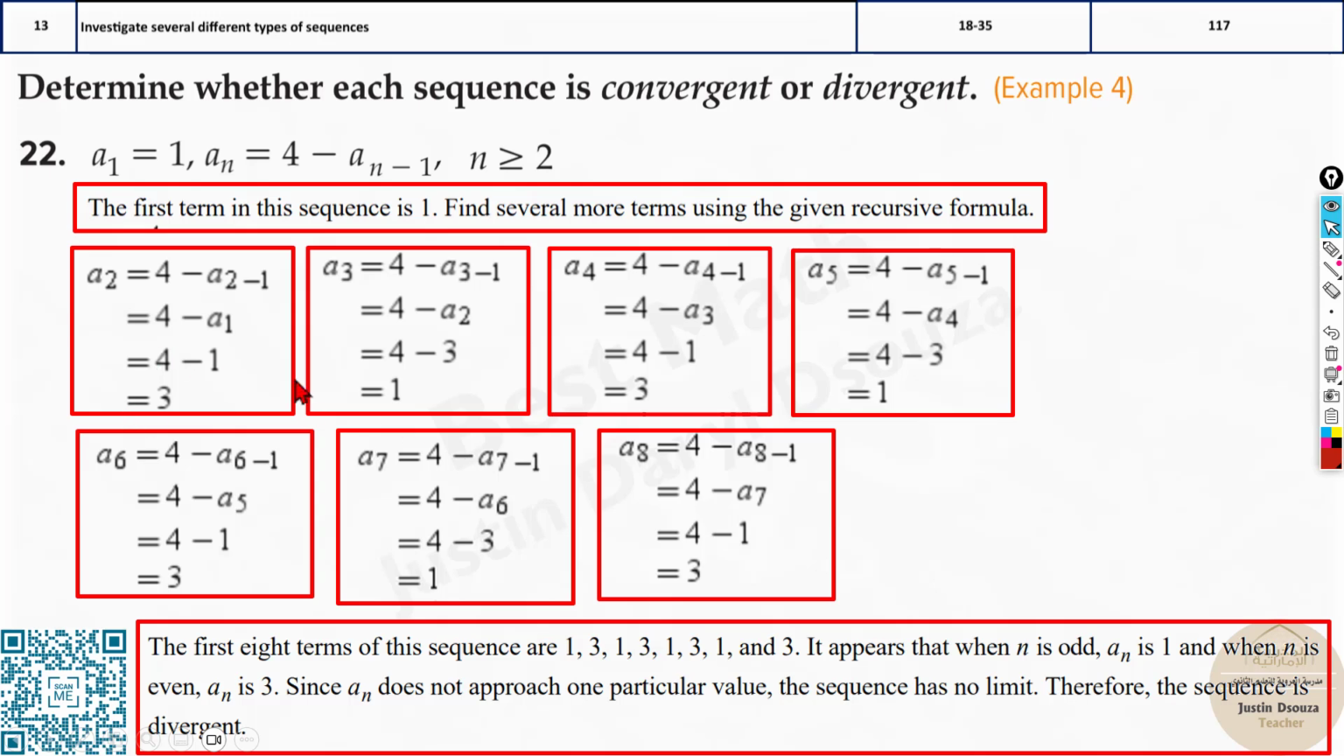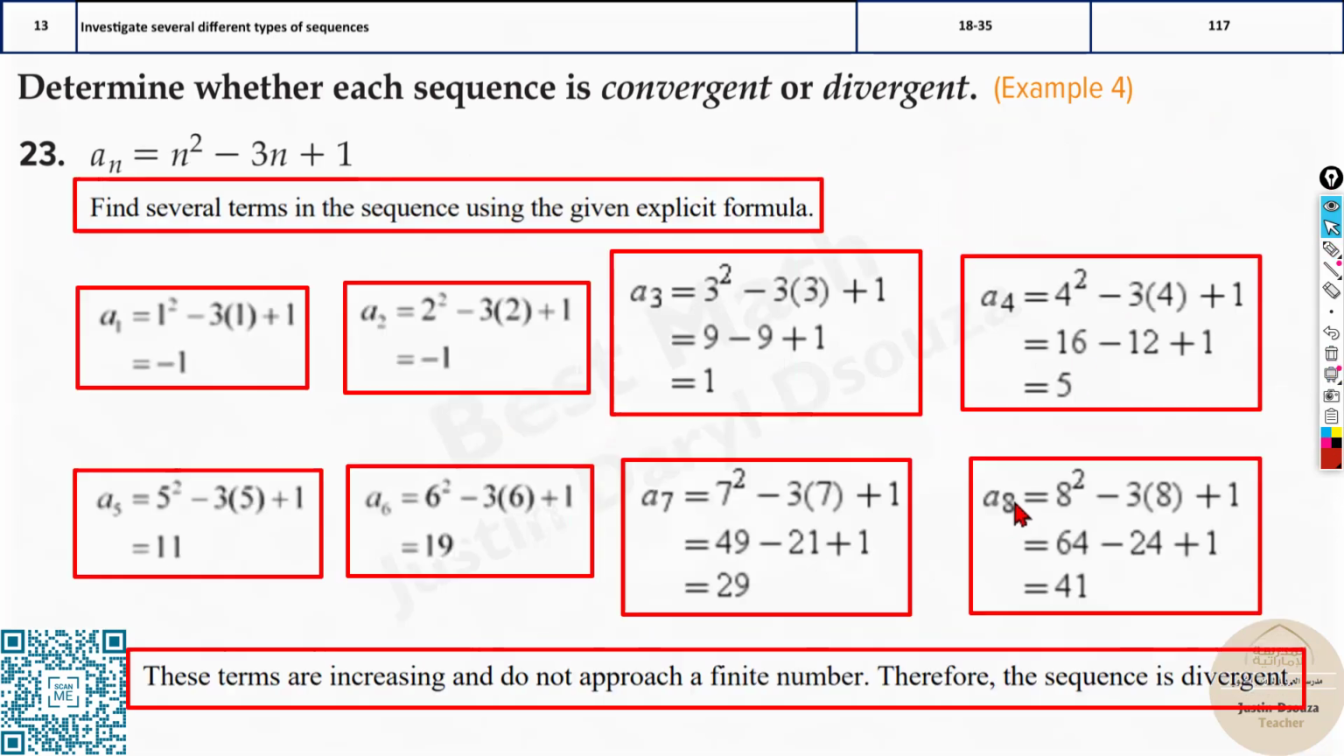But this one, you can see it's 3, 1, 3, 1, 3, 1. What's happening? It's just alternating between 3s and 1s. So it is just divergent. There is no proper value. It just goes 3, 1, 3, 1. Doesn't make any sense. It's not converging to a single value. It's divergent. Here as well, you need to do it by yourself and then you can see it's divergent.